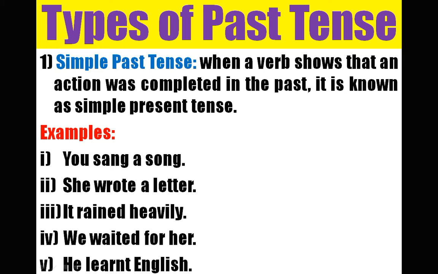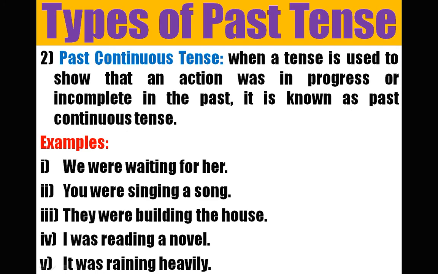Look at the examples here. You sang a song. "Sang" here indicates that the action has taken place. She wrote a letter. "Wrote" here also indicates it. It rained heavily. "Rained" here in example 3 also indicates that the action took place in the past. We waited for her. "Waited" indicates it. He learned English. "Learned" also indicates that the action took place in the past.